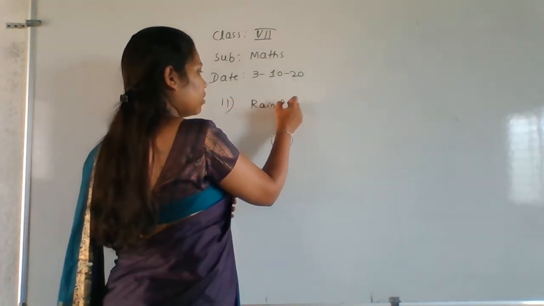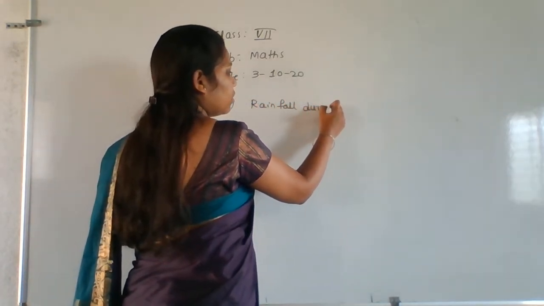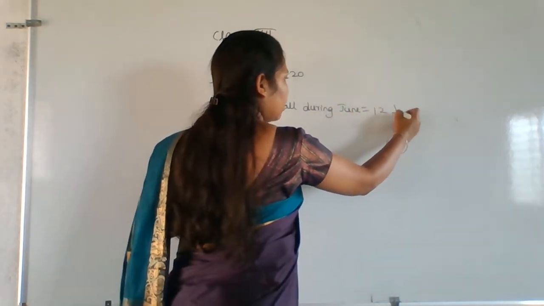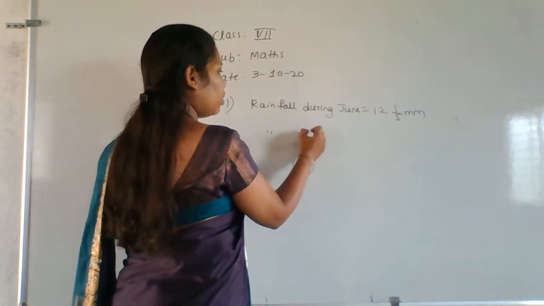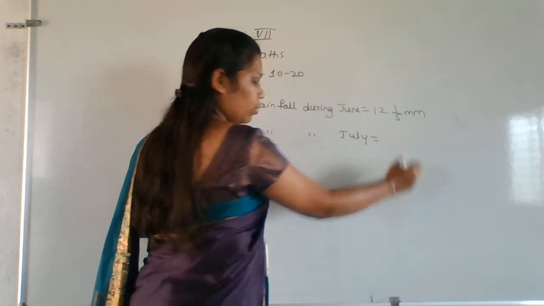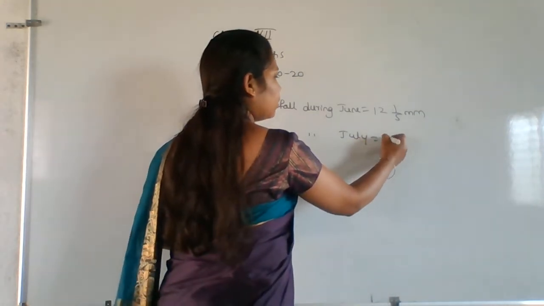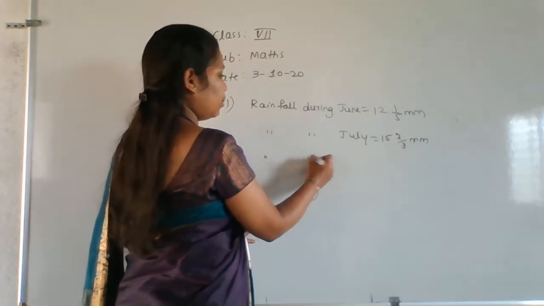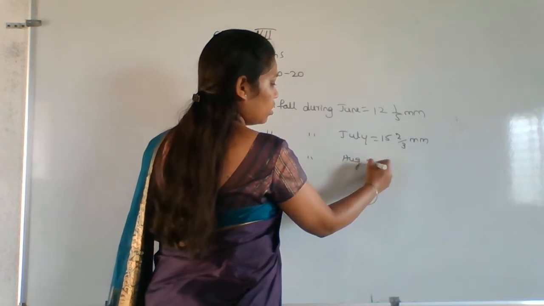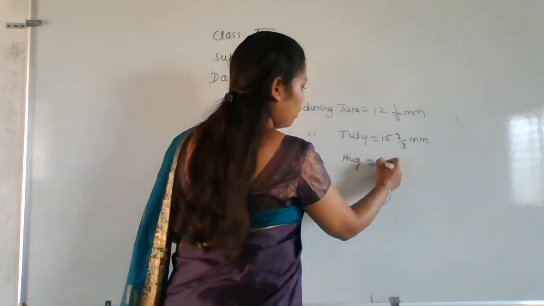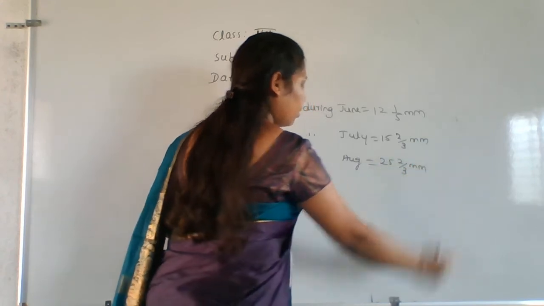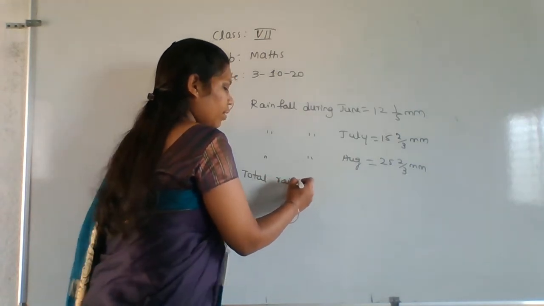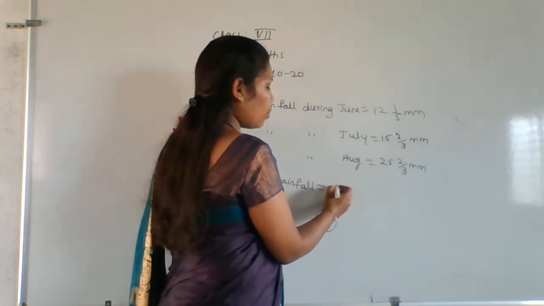Rainfall during June, that is how much? 12 integer 1 by 5 millimeter. Next, rainfall during July. July is 15 integer 2 by 3 millimeter. Next, rainfall during August, that is 25 integer 2 by 3 millimeter. So now we have to find the total rainfall. Total rainfall is equal to, we have to add all the values.